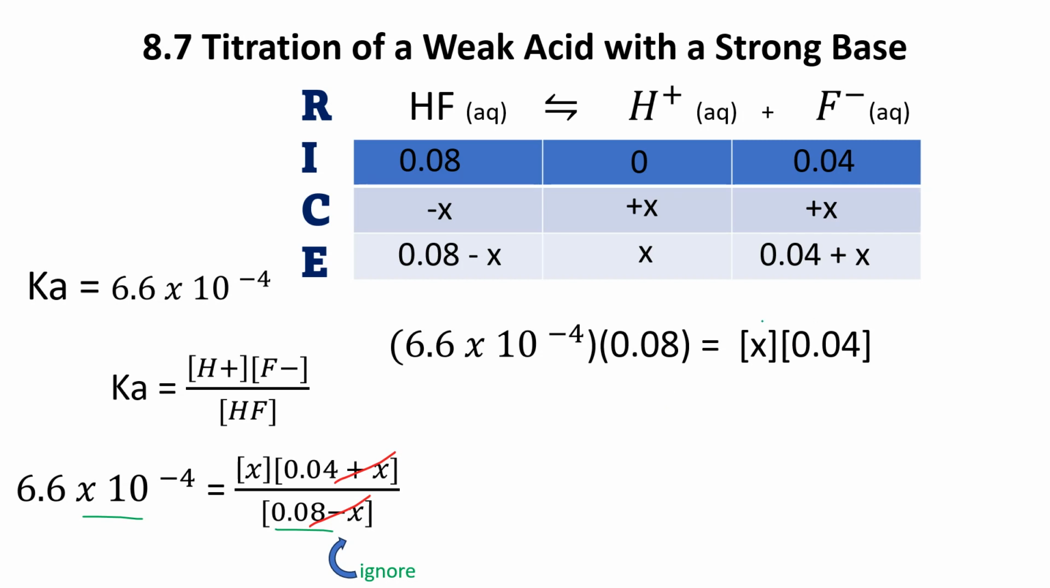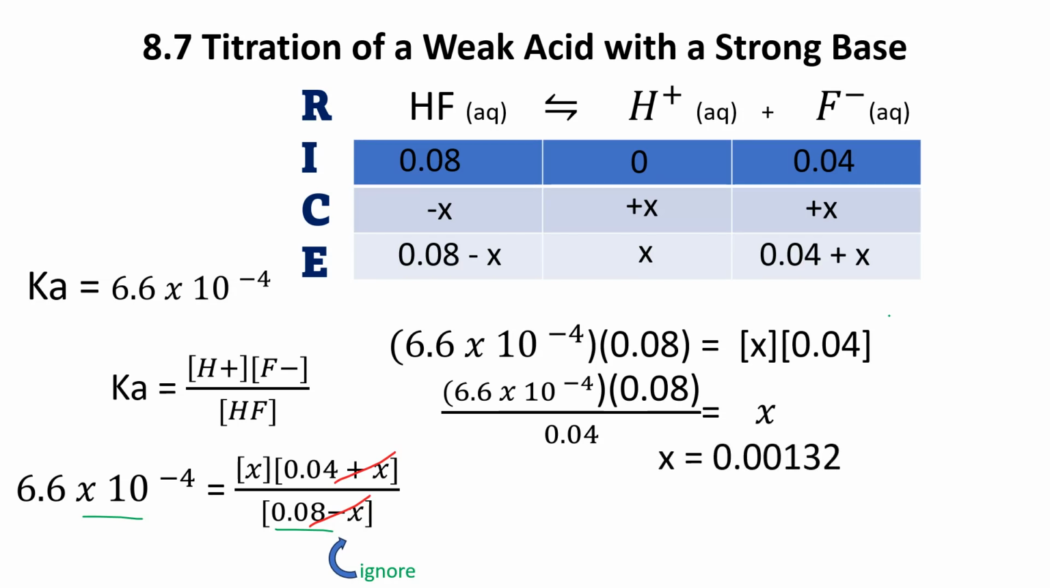Now, all we're going to do to solve is divide both sides by 0.04. So there's no square rooting in this version here. And we get that, and that's a concentration. We're going to do the log of that value. And when we do that, we get an answer of 2.87.